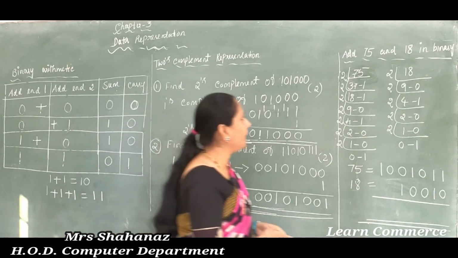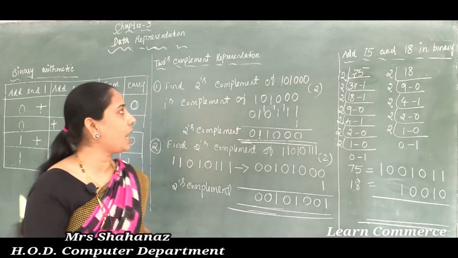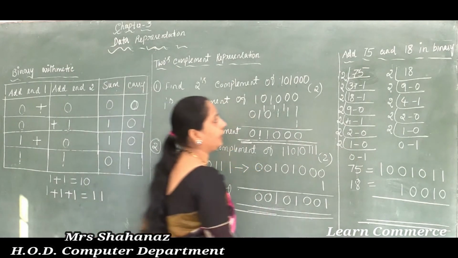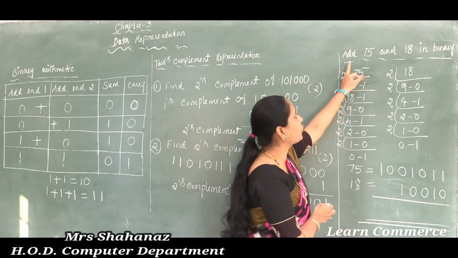And after completing, now let's complete one question. The question is: add 75 and 18 in binary. Okay, add 75 and 18 in binary. So this is the question.